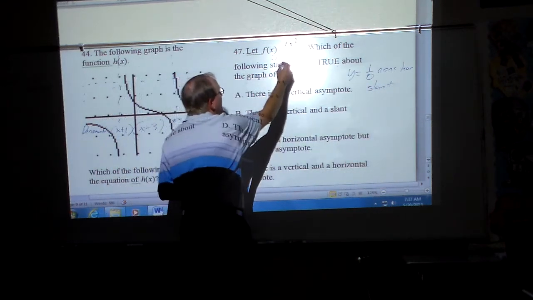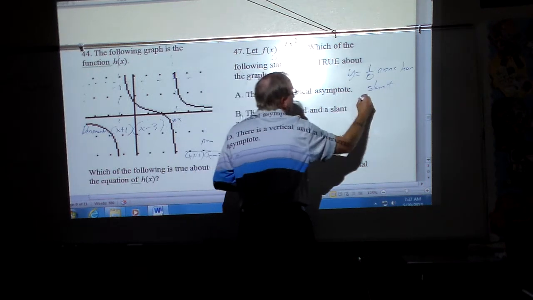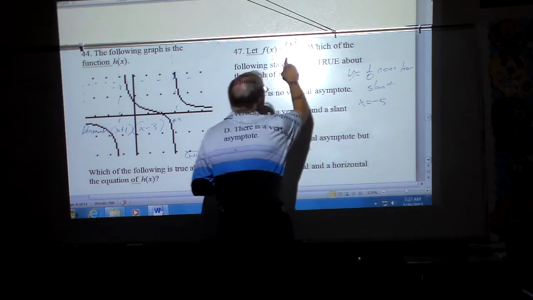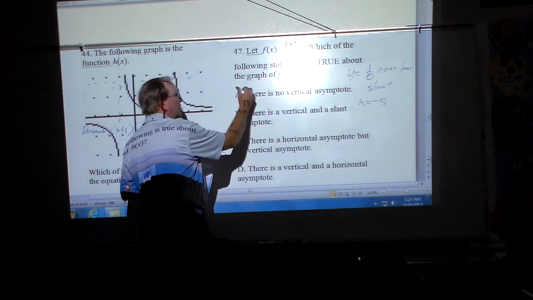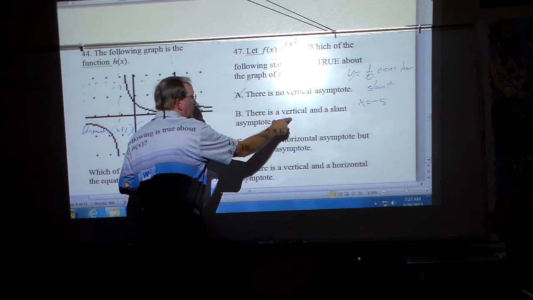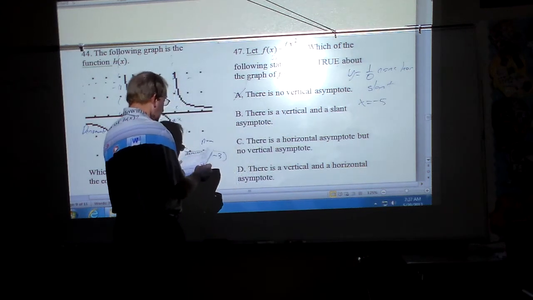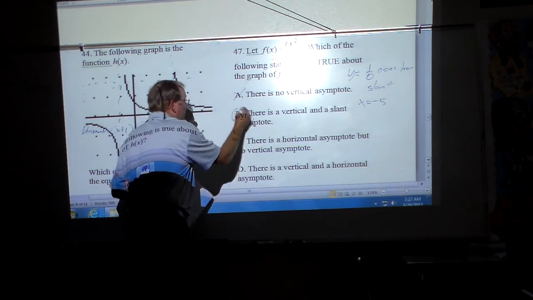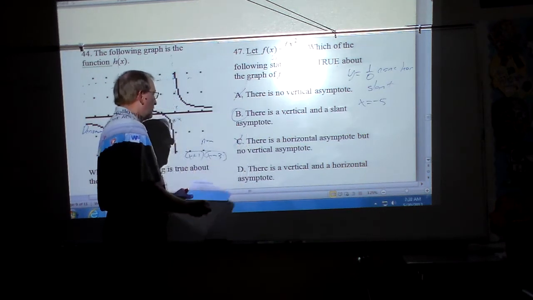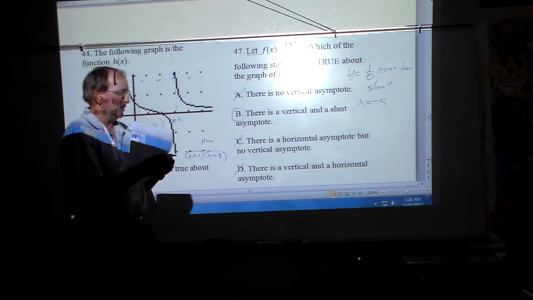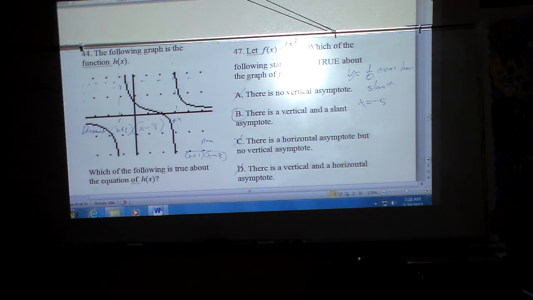And there is a vertical asymptote at x equals -5, because x plus 5 gives x equals -5. So there is no vertical? That's not true. There is a vertical. There is a vertical and a slant. Yes, I believe that is true, and that is the answer. There's a horizontal? No. There's a vertical and a horizontal? No. The only correct answer is choice B.